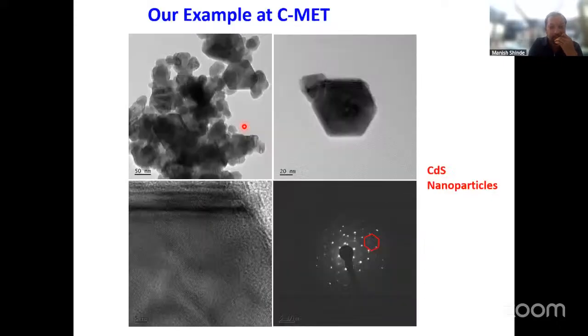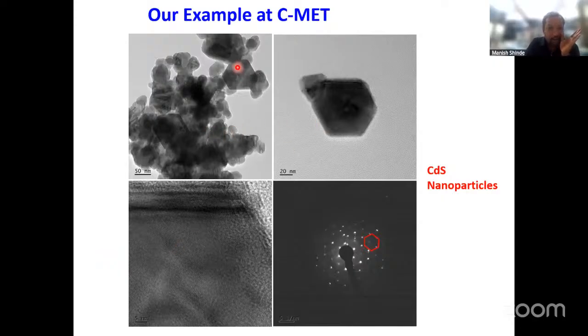This is another example. This is the example of CdS nanoparticles. These are irregular shaped nanoparticles. Scale is 50 nanometer, 20 nanometer, and 5 nanometer. And now I have taken the electron diffraction in this region. I'm getting spots, and those spots are basically hexagonally arranged because this material is hexagonal.